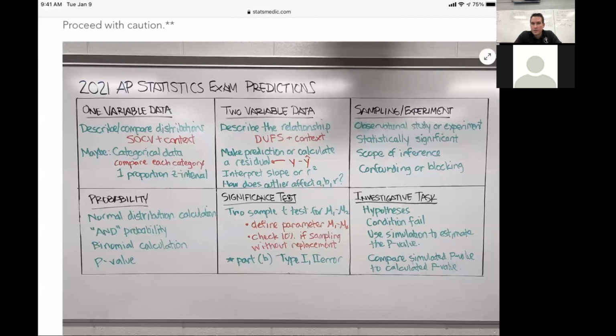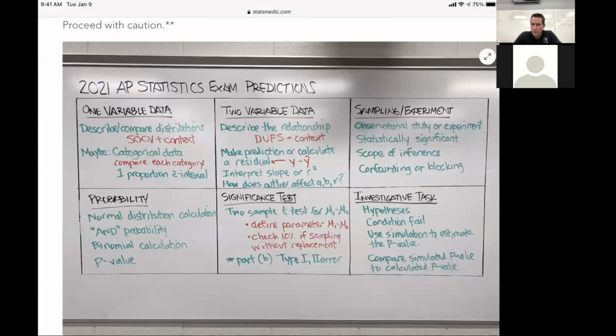Make a prediction or calculate the residual. Always it's the data minus the predicted value. That gives you your error measure. Interpret slope or R squared, sounds about right. And then how does an outlier affect the y-intercept or the slope or the correlation coefficient? So yeah, I think outlier or point of leverage. I think those would go hand in hand.